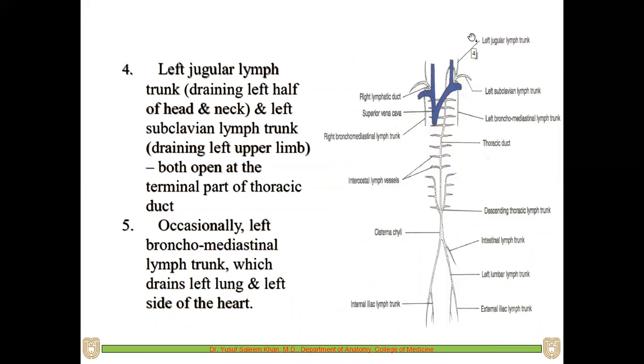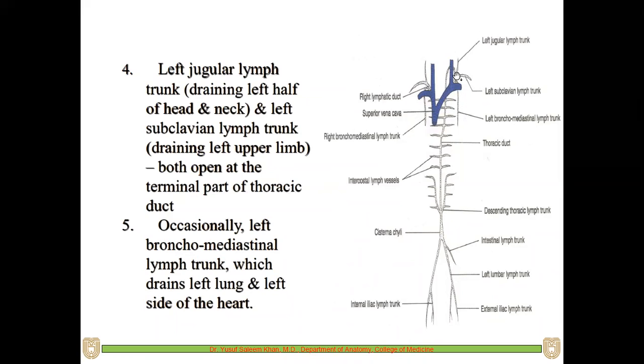So only the left half of the head, neck and face will be drained by the left internal jugular, as well as the left subclavian. If you see here, this is the left subclavian, which will be draining the left upper limb. The whole of the left upper limb will be drained by this. Both open at the termination of the thoracic duct.